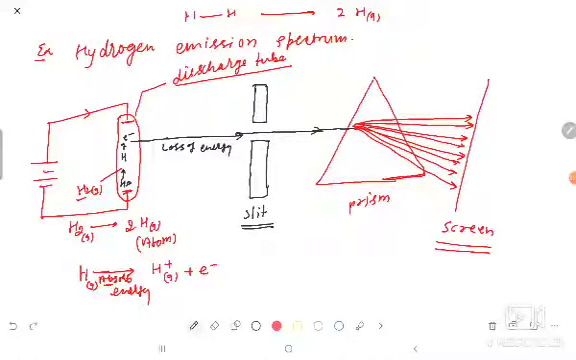That splitting of light is known as refraction. So whatever you are finding now, this is what is called the emission spectrum.